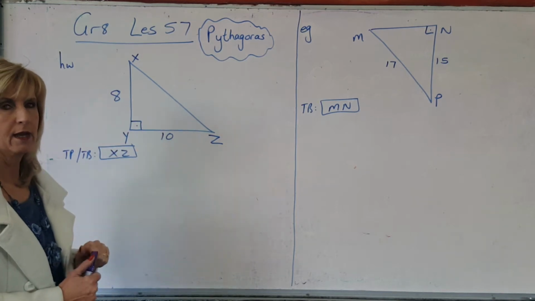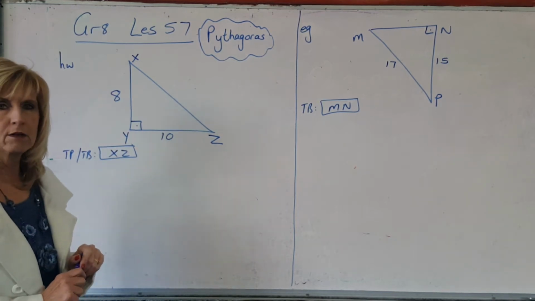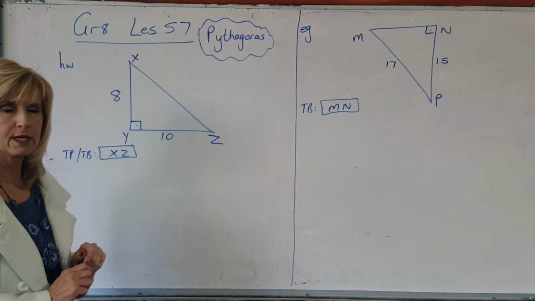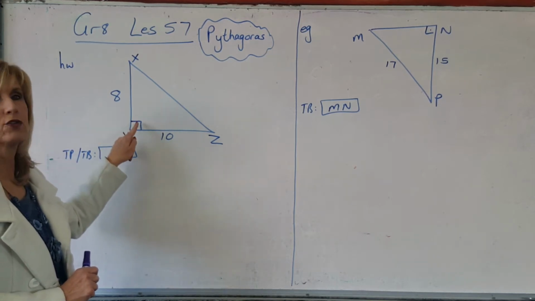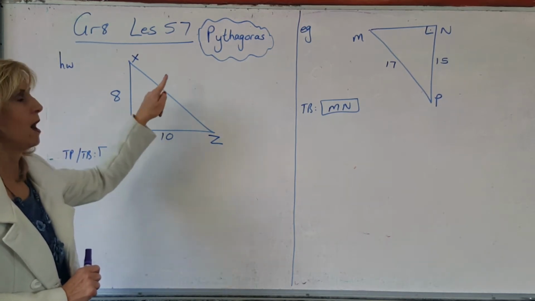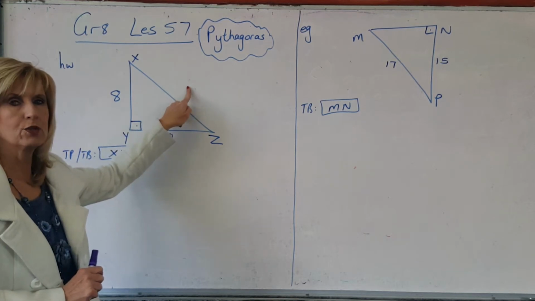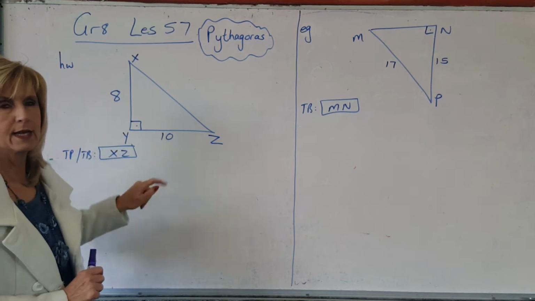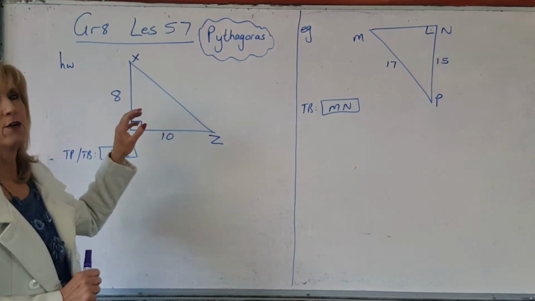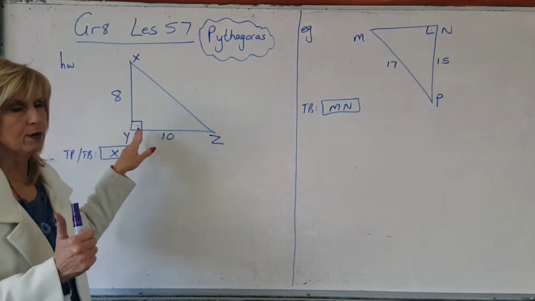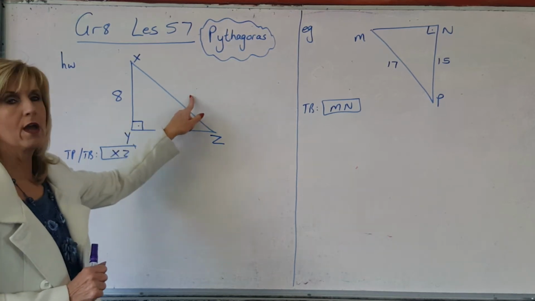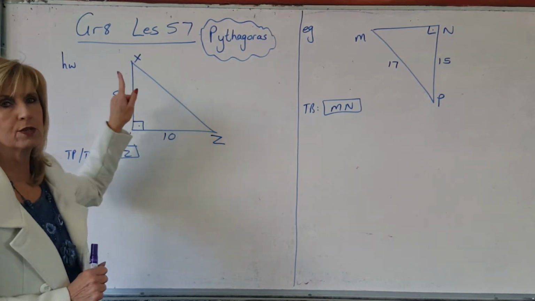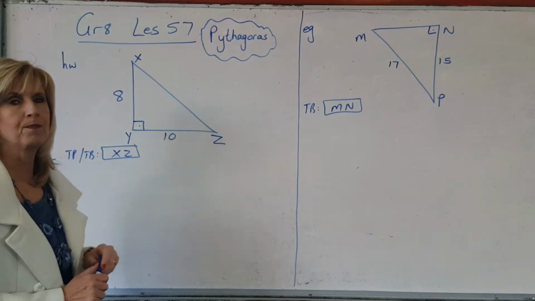In a right-angled triangle, the theorem of Pythagoras says: in a right-angled triangle, the square on the hypotenuse side is equal to the sum of the squares on the other two sides. Say it again with me. In a right-angled triangle, it has to be right-angled, the square on the hypotenuse side is equal to the sum of the squares on the other two sides.